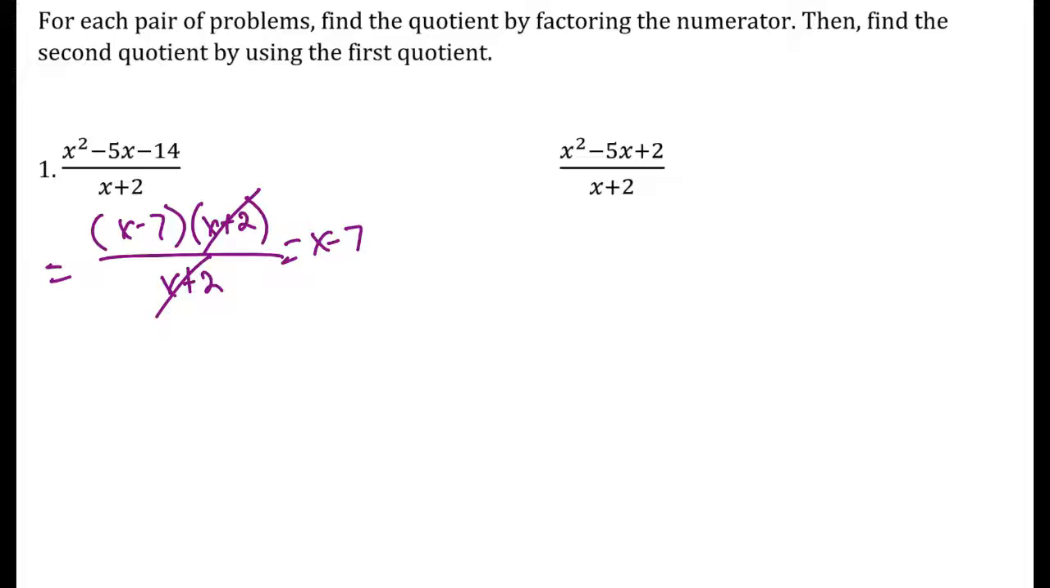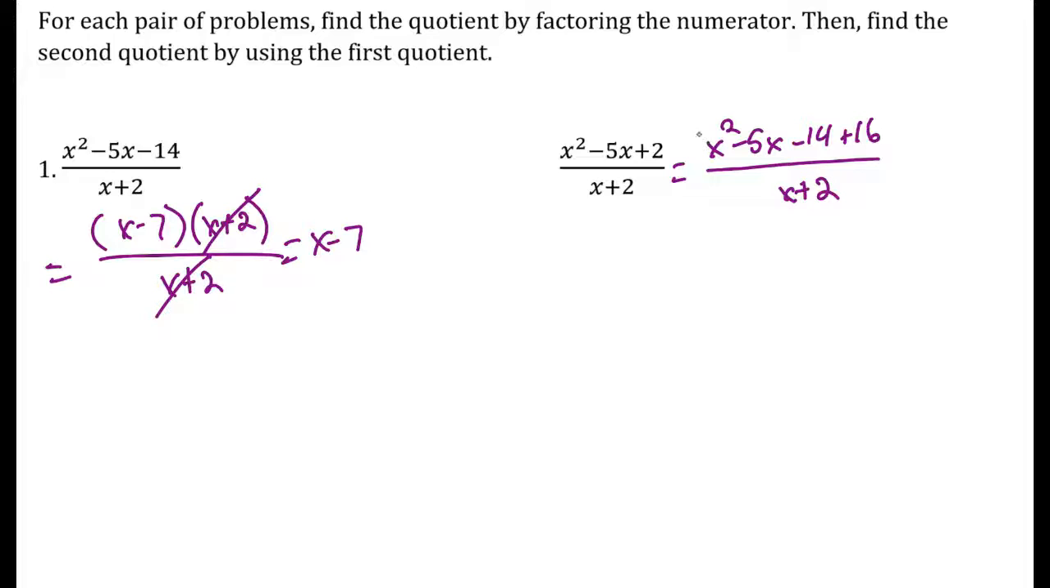So somehow I need to use this quotient to help me divide that expression. So I'm going to look at the numerator and say, wait a minute, that's really x squared minus 5x, not plus 2, but minus 14. But I need that to be a plus 2, so plus 16. Minus 14 plus 16 is the same exact thing as x squared minus 5x plus 2. I just rewrote that 2 in an equivalent way.